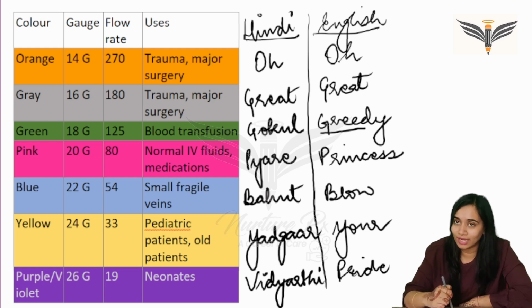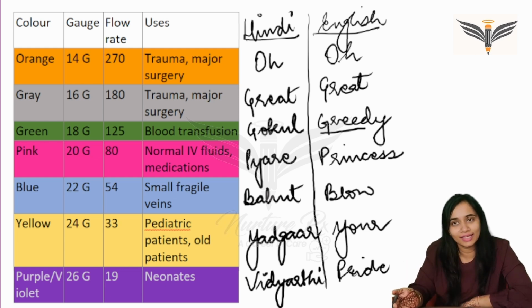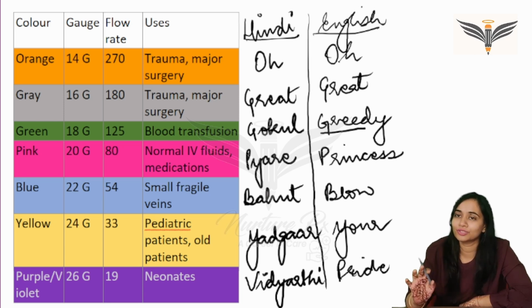So now you know the colors and you know the corresponding gauge of the cannula. Whenever you see a cannula, you will be able to remember for what purpose it is used and what gauge it is. Okay, thank you.